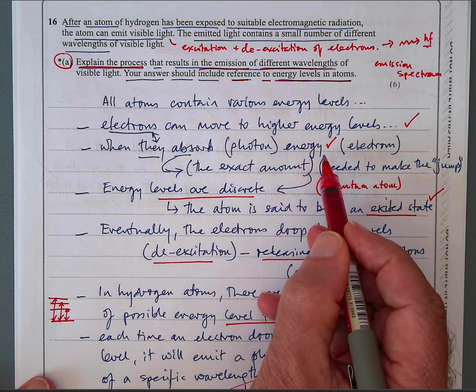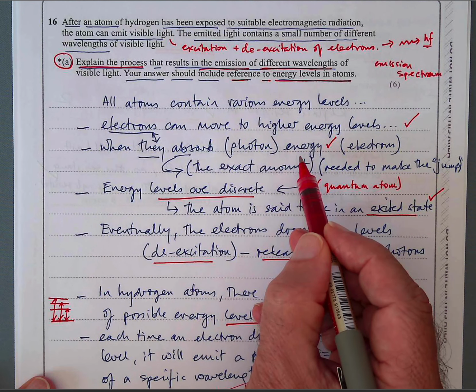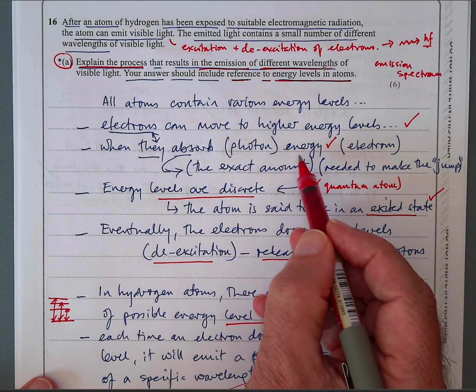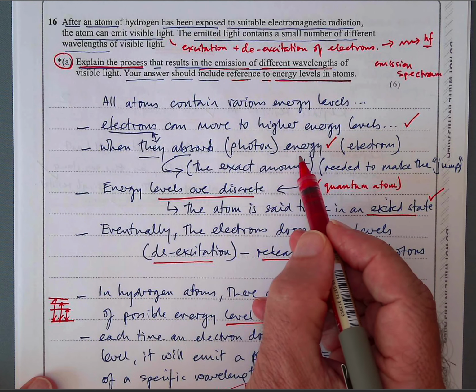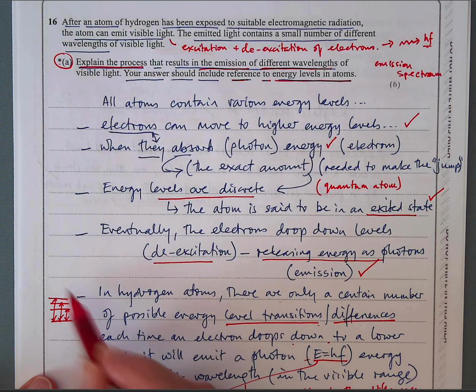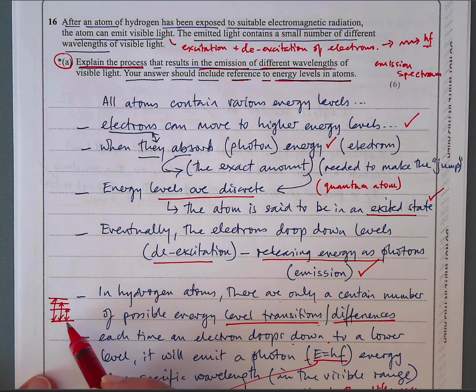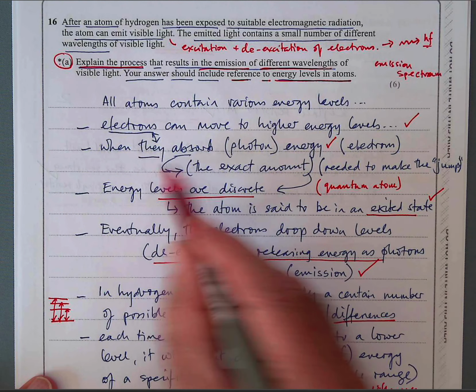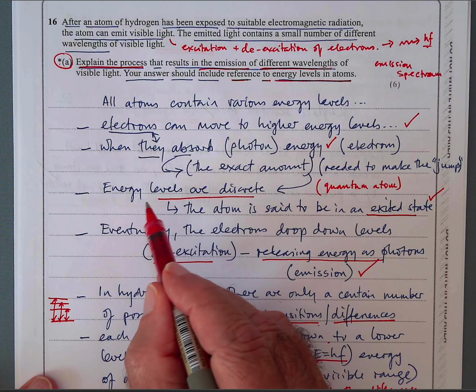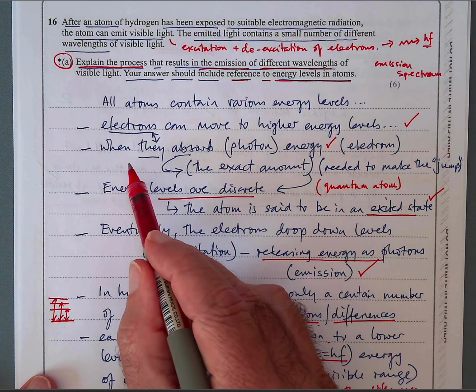As long as you make the point that electrons can move to higher energy levels when they absorb energy. It doesn't have to be photon energy. It can be any form of energy, as long as they get the right amount of energy to jump up a level. Here are the levels that I've drawn before. So they jump up 1 level or 2 levels or 3 levels. When they jump up, they are creating excited states.